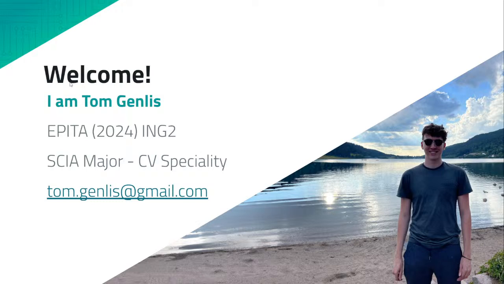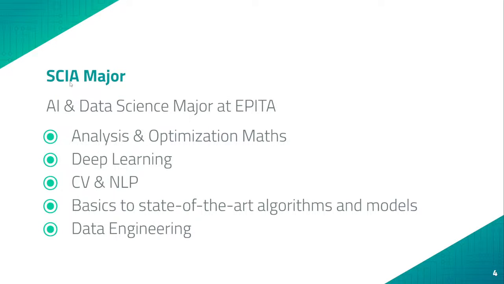I'm in the computer vision major, the SCIA major, which has the specialty computer vision. Our major is EPITA's major on AI and data science, and focuses on analysis and optimization math. Also, we review a lot of deep learning models, deep learning articles, etc. We go from the basics of AI, fundamentals of AI, whether it is mathematics, to building our own models, and we also review state-of-the-art models. We also do some big data engineering.